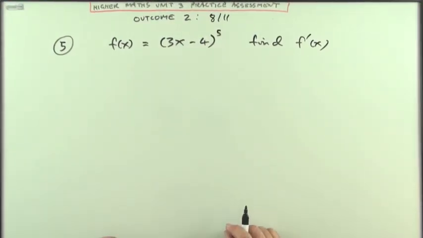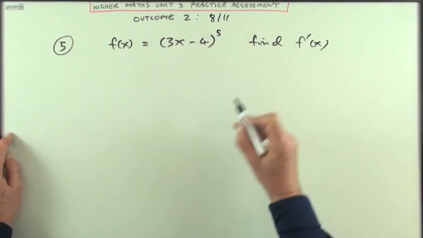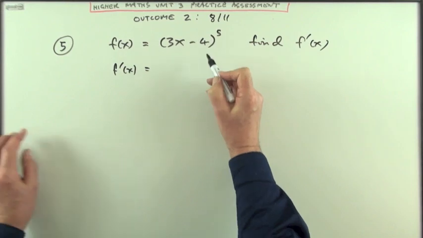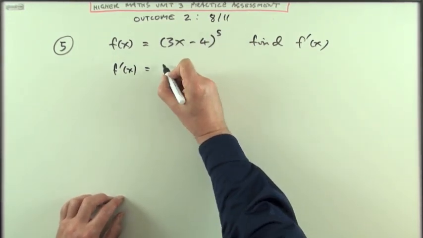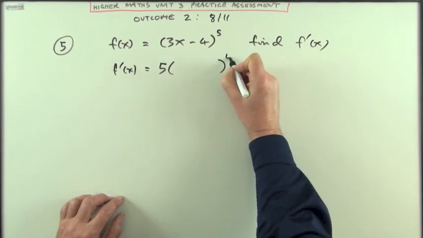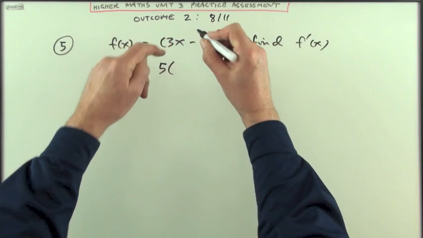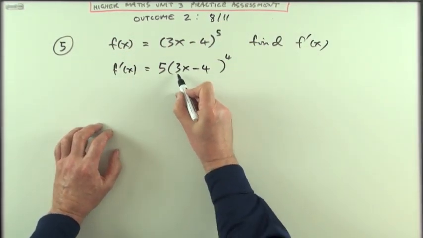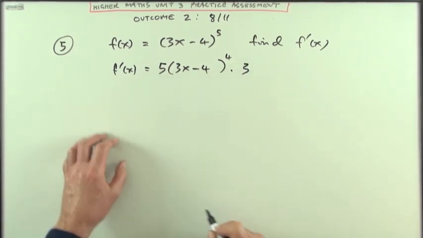For 2 marks, question 5. If f of x is this function of a function, find f dashed x. Well, f dashed x will be, well, the outer function is power 5, so that means its derivative will be 5 times whatever to the power 4. Looking inside, the inner function, the one that was being fed to it, was 3x minus 4. Its derivative is 3, so times 3.